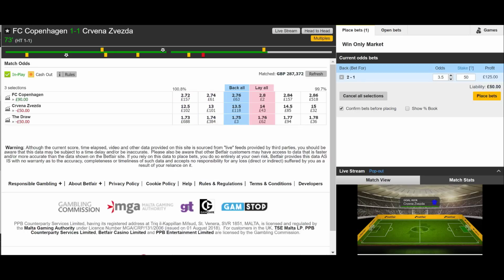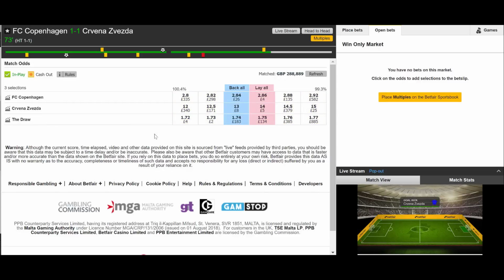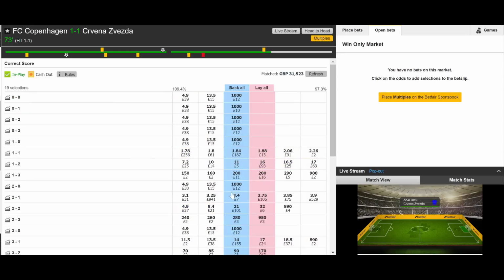If you want to maximize your profits, look to other markets. In here, look, Copenhagen to win 2.84. Whereas in the correct score market, a fair bit higher, 3.4. So I know what I'd probably rather like to be back in this sort of situation here.